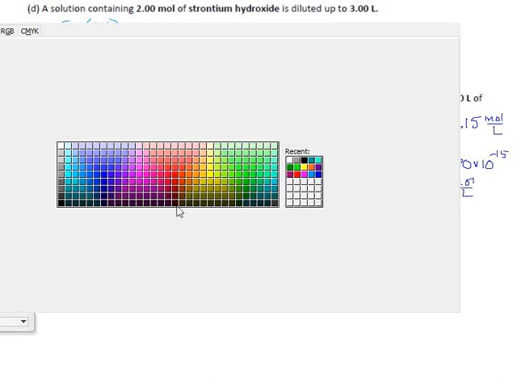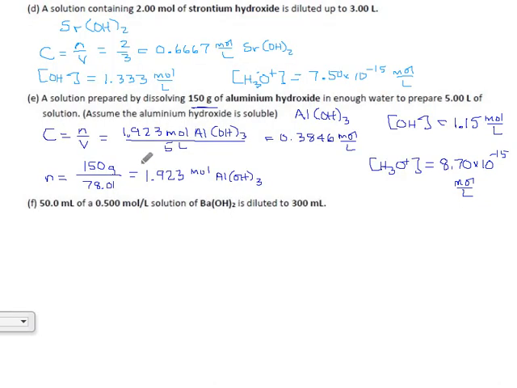And finally, they get the dilution out again. 50 mils of 0.5 mole per liter Ba(OH)2 diluted to 300 milliliters. So, really slick way of doing this, the volume gets 6 times bigger, the concentration will get 6 times smaller. Take this and divide by 6, and that's the new concentration.